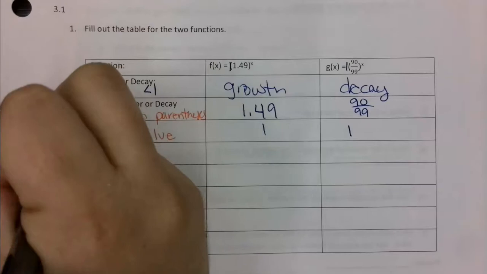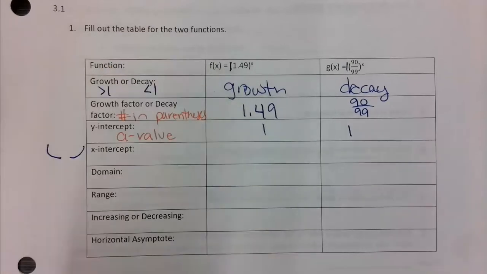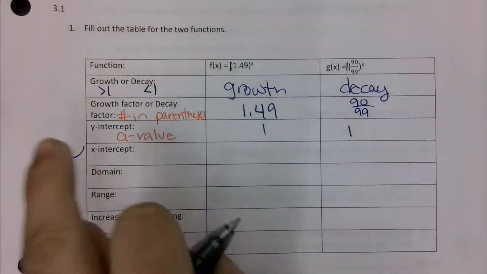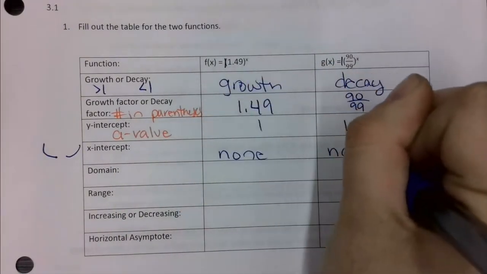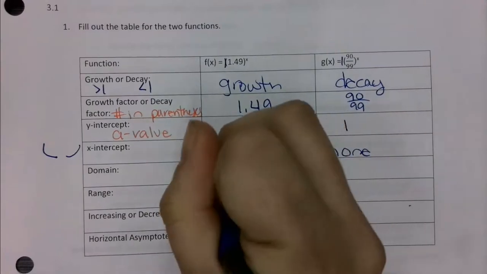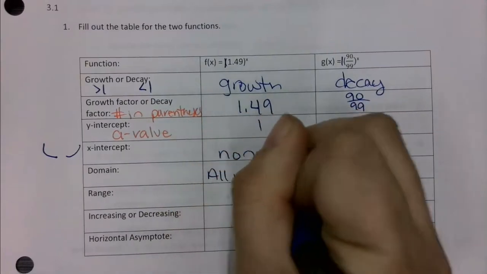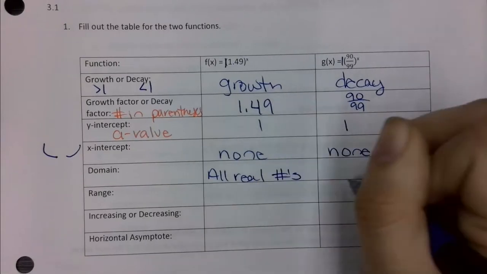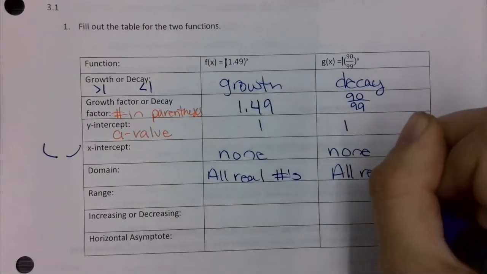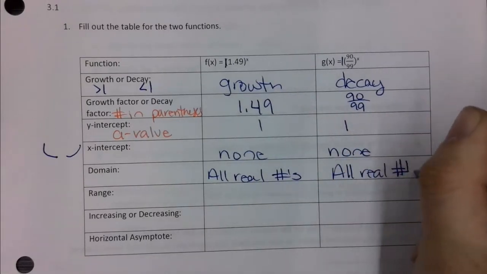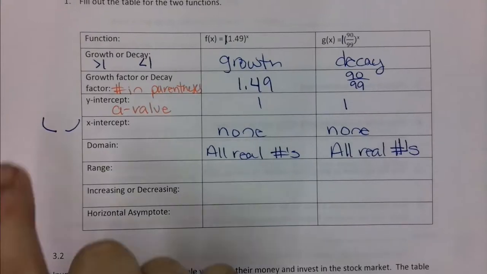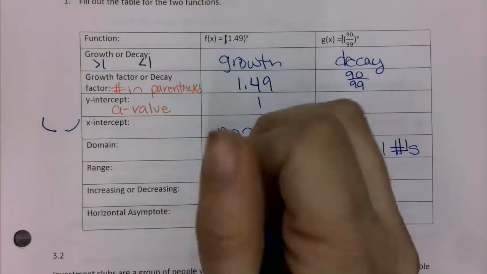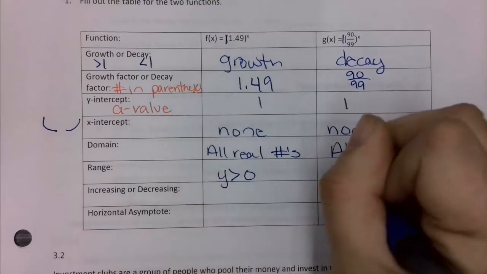Remember, these graphs curve like this or like this. They don't cross the x-axis, so there is no x-intercept. My domain for both of them is all real numbers. My range is the y values. Remember, it gets really close to 0 on these, but it never crosses, so it's going to be y is greater than 0 for both of them.